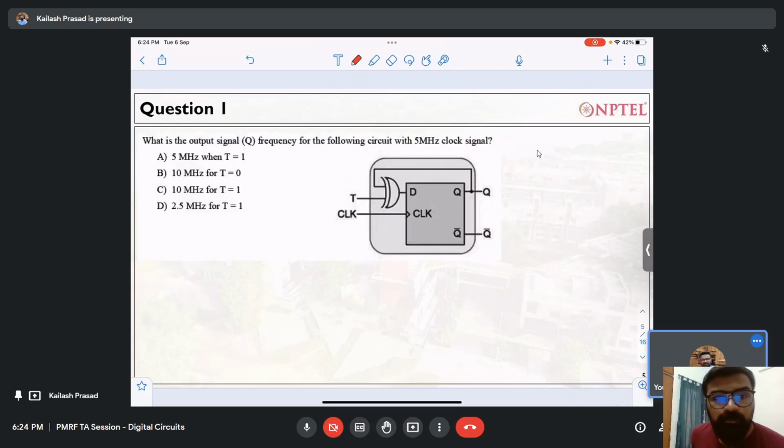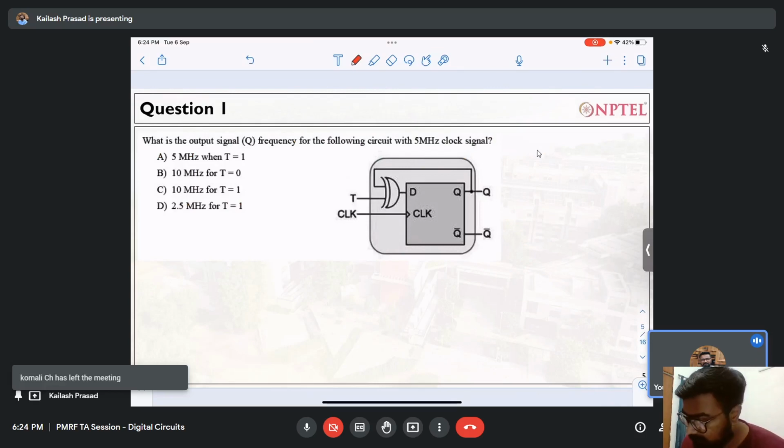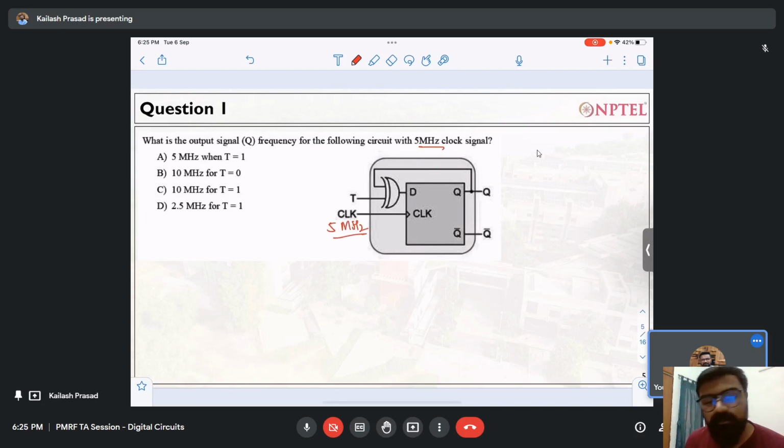This question asks: what is the output signal frequency for the following circuit with a 5 megahertz clock signal? Okay, so this is 5 megahertz. There are four options. Output means Q, so what is the frequency of Q? The options are: 5 megahertz when T equals 1, 10 megahertz when T equals 0, 10 megahertz when T equals 1, and 2.5 megahertz when T equals 1.